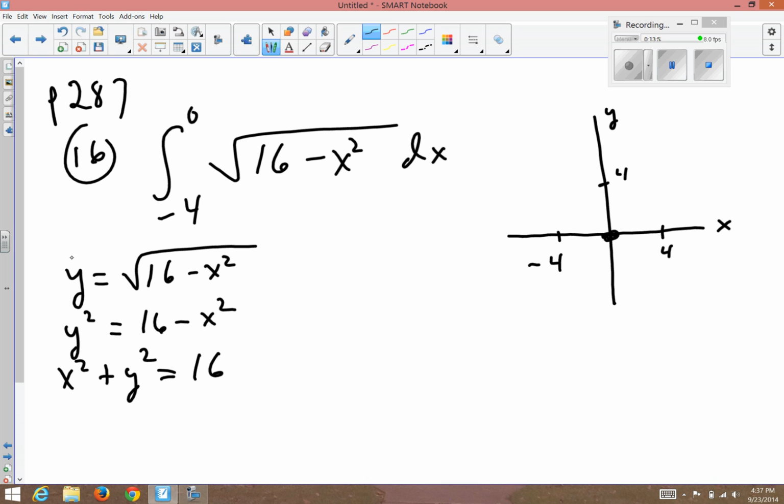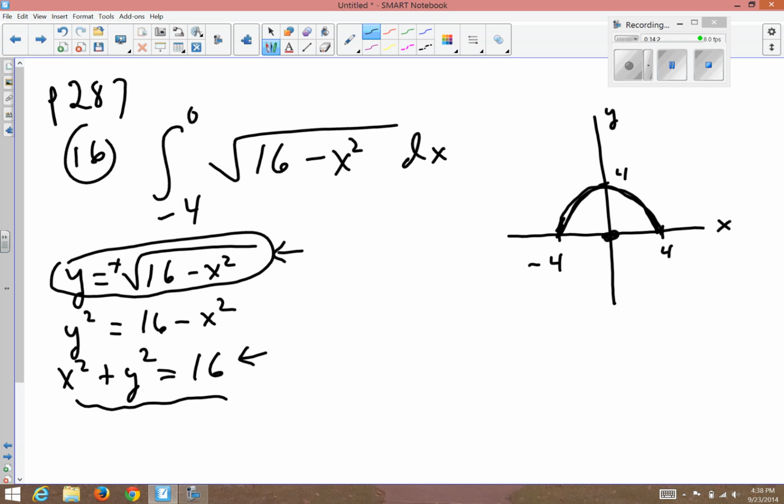But the original up here does not say y equals plus or minus the square root. As x squared plus y squared equals 16 is a circle, up here, y equals this integrand is just a semicircle. It's just the positive side of the circle. That means the top of the circle. And it's a circle with center 0, 0, radius 4, if we were to make the whole circle.